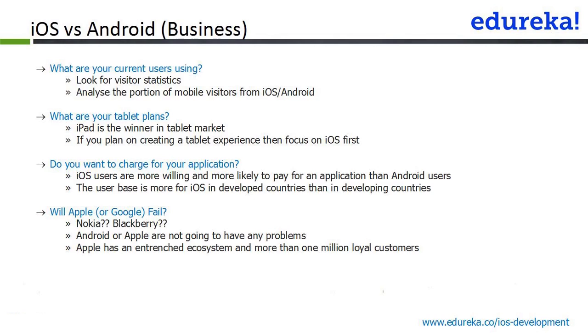Obviously, the first thing is to look for visitor statistics. What are your current users using right now? And analyze that portion of mobile visitors from iOS or Android. Right, so where are they coming from? Obviously, if you have a majority of your users using an iPhone, it makes more sense for you to build an app on the iOS platform. Whereas if they're coming from Android, then you might want to look at Android app development also.